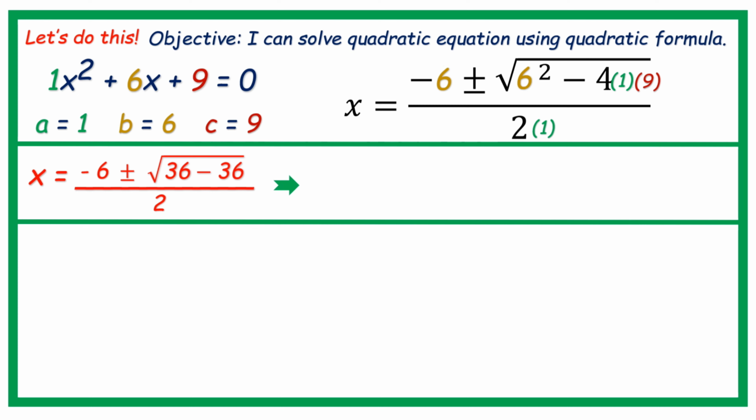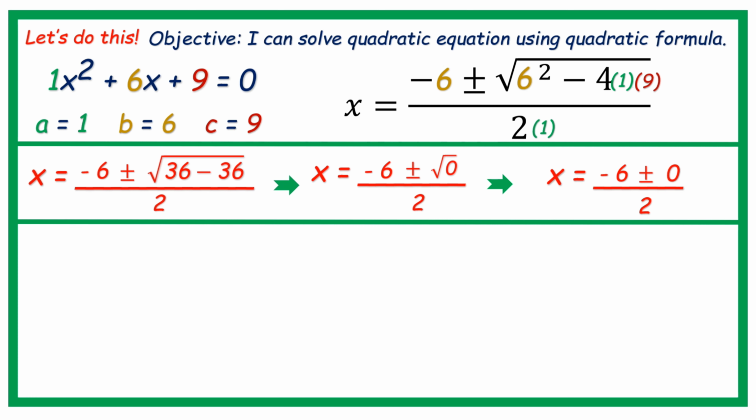Okay, let's continue. So we have x equals negative 6 plus or minus the square root of 36 minus 36. The answer is 0. So we are going to write the square root of 0. Then just copy the 2. Let's proceed. X equals negative 6 plus or minus the square root of 0, which is 0. You got it. Then just copy the 2. Easy, right? We're not yet through.